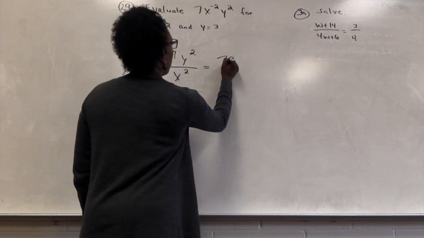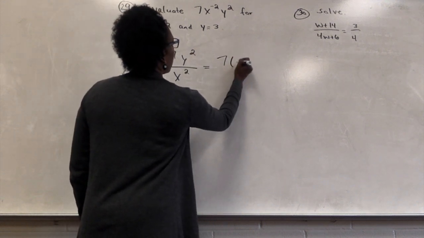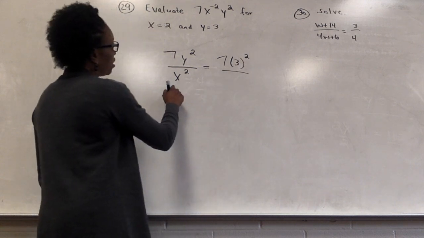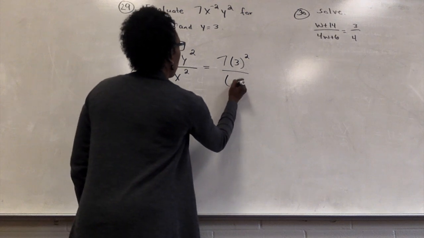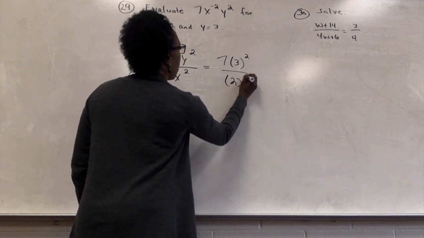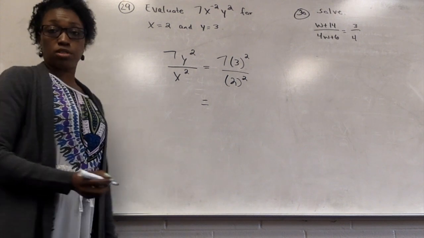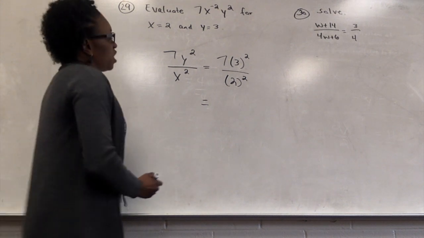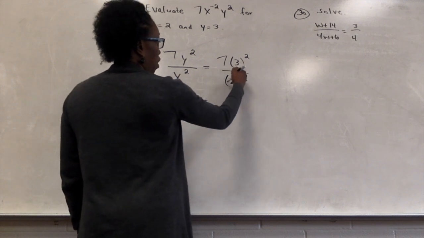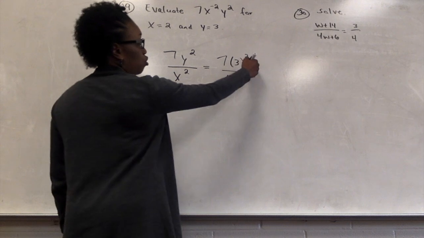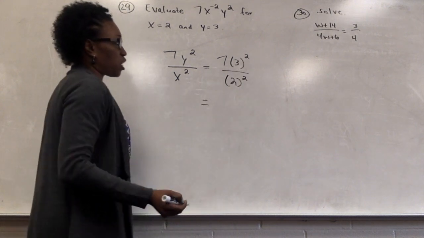So I have 7. Y is now 3 to the second power. X is 2. So I have 2 to the second power. Once I have substituted, now I'm just going to simplify. 3 squared, this is like order of operations now. You can't multiply first. You must do the squaring first, which is the exponent.